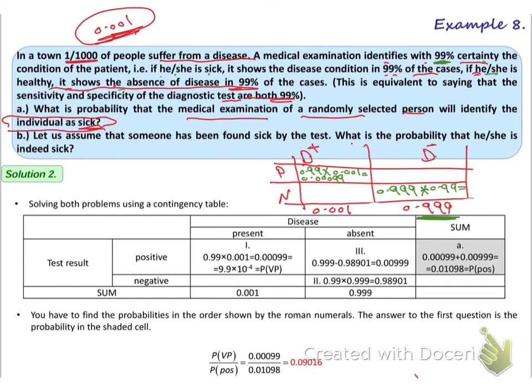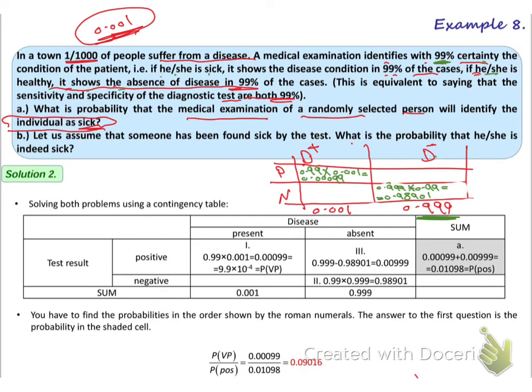Equals, just let me update it under smaller font so we can type here again. So it will show 0.999 times 0.99 equals 0.98901. Okay, so I can get the rest of the two.